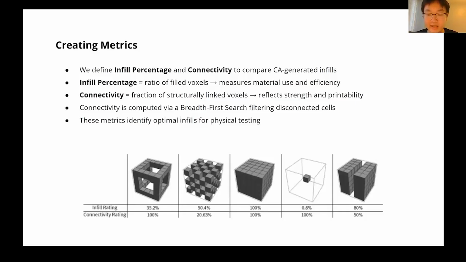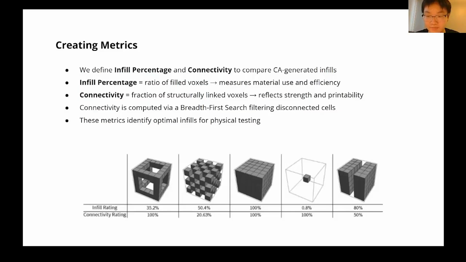We compute the connectivity matrix mainly using an algorithm called breadth first search, which just filters out the disconnected parts of the shape and only counts the ratio of the largest connected component from the volume of the whole model. In the image below, for example, we have several different matrix values for different shapes. The first shape has about 35% infill percentage with 100% connectivity rate, which is the ideal matrix that we want for this cube shape.